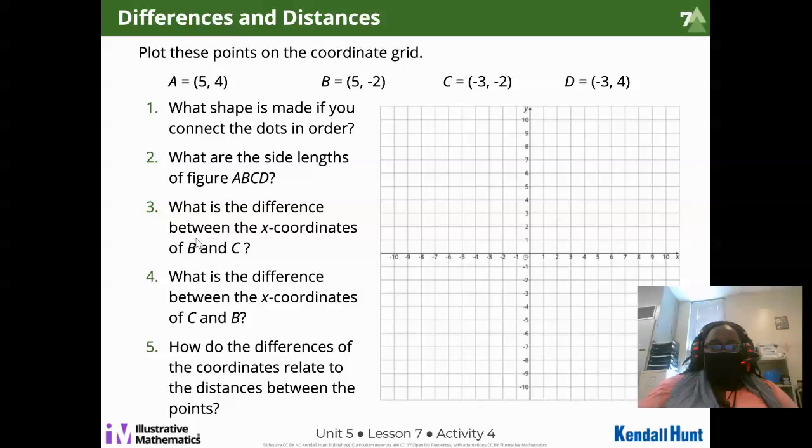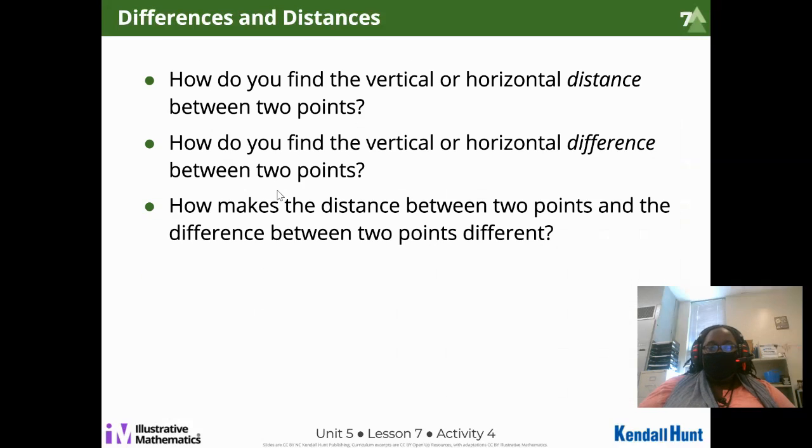Question 3 says, what is the difference between the x coordinates of B and C? C is negative 3 and B is 5. So for the difference, I'm going to subtract negative 3 minus 5 to find that answer. Then question 5 asks, how do the differences of the coordinates relate to the distance between the points? Go back to question 2 where you found the distance for each length, and then answer what's the difference between the distance and the difference. Once you have answered those 5 questions, you will be done if you are completing the packet.